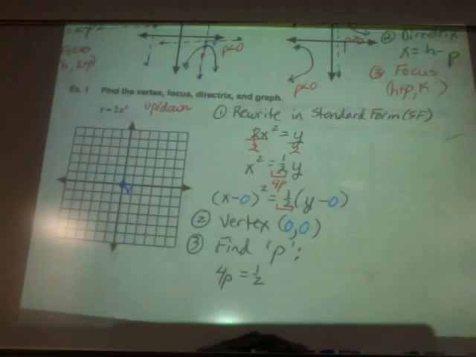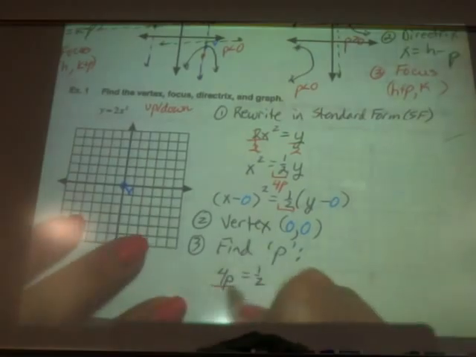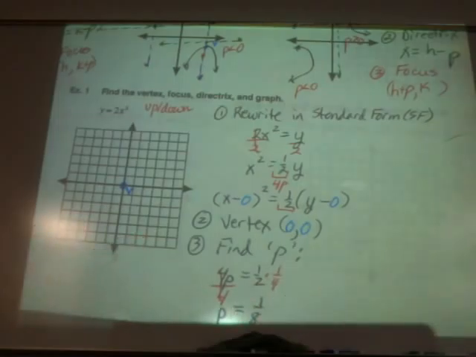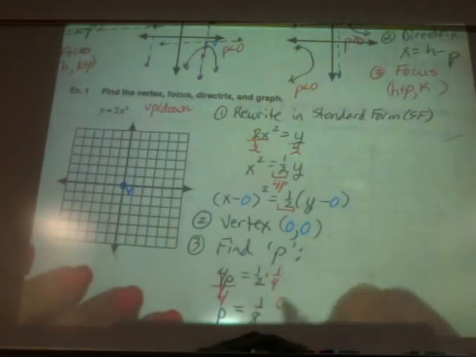So then, if 4P equals 1/2, can't I set up that equation and solve for P? So I'm going to divide by 4. Dividing by 4 is the same as what? Multiplying by 1/4. So doesn't P equal positive 1/8? Since P is positive, what do we know about our parabola? Opens up, right?